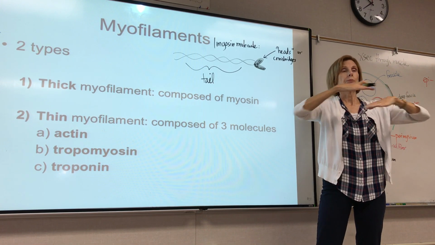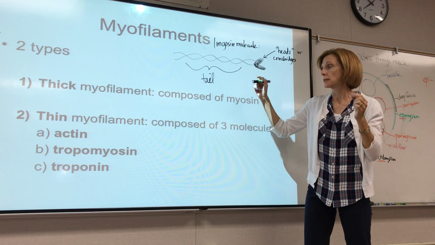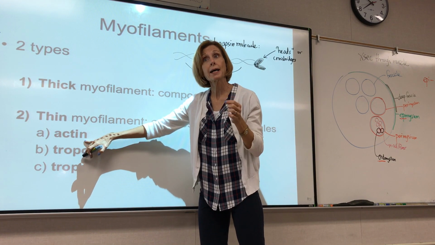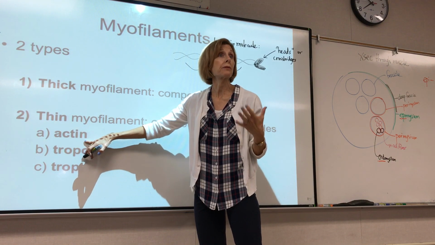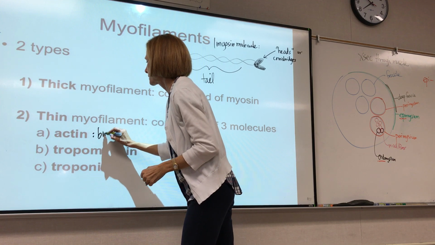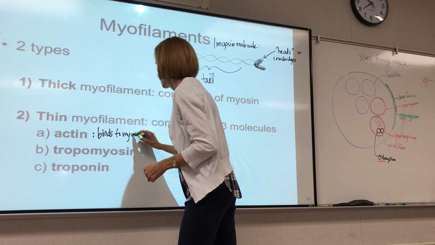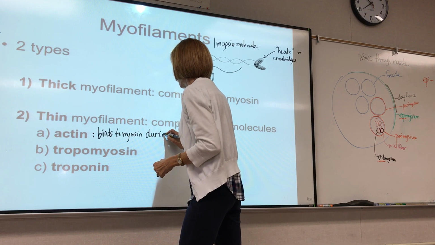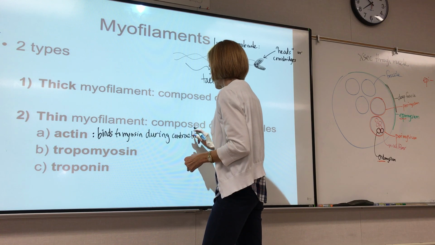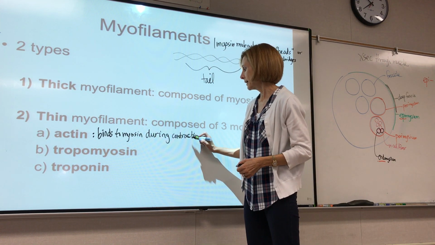During that sliding process, what happens is these myosin heads will bind to actin molecules on the thin filament. So actin molecules make up kind of the bulk of the thin filament. Most of the thin filament is actin. Okay, so we will say actin binds to myosin during contraction. We'll take a look at what this looks like in just a minute.